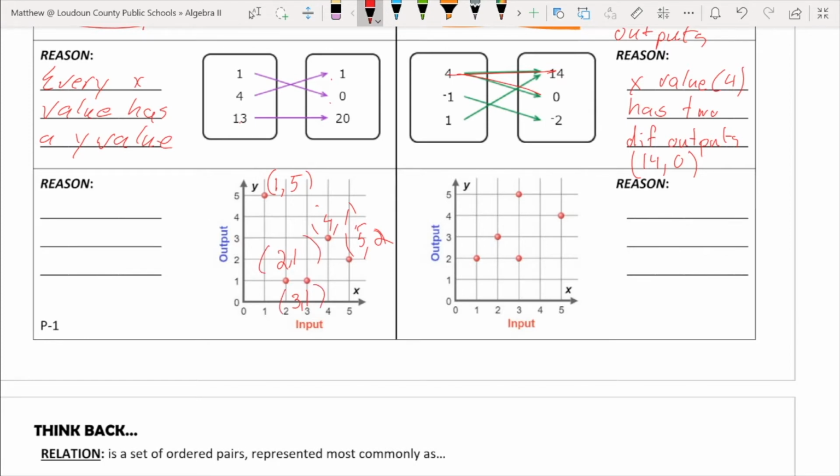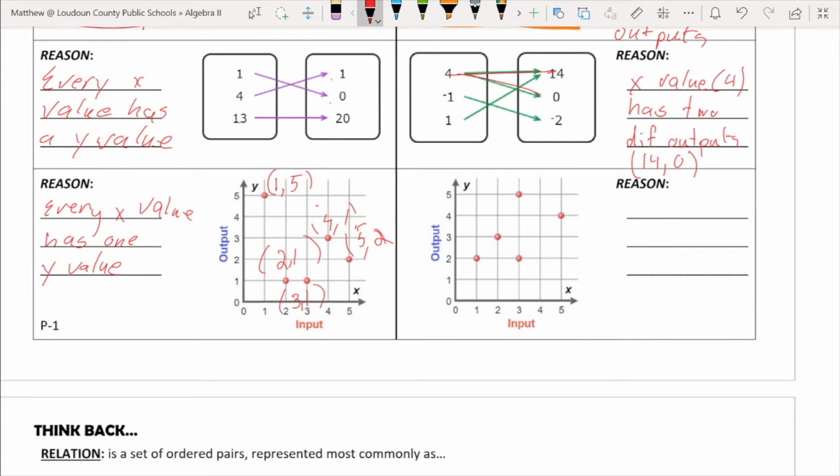All right, so they have all different inputs, 1, 2, 3, 4, 5. Okay, and outputs, some of them are the same, but some of them are different. But that's fine, because every x value has one y value. Okay?